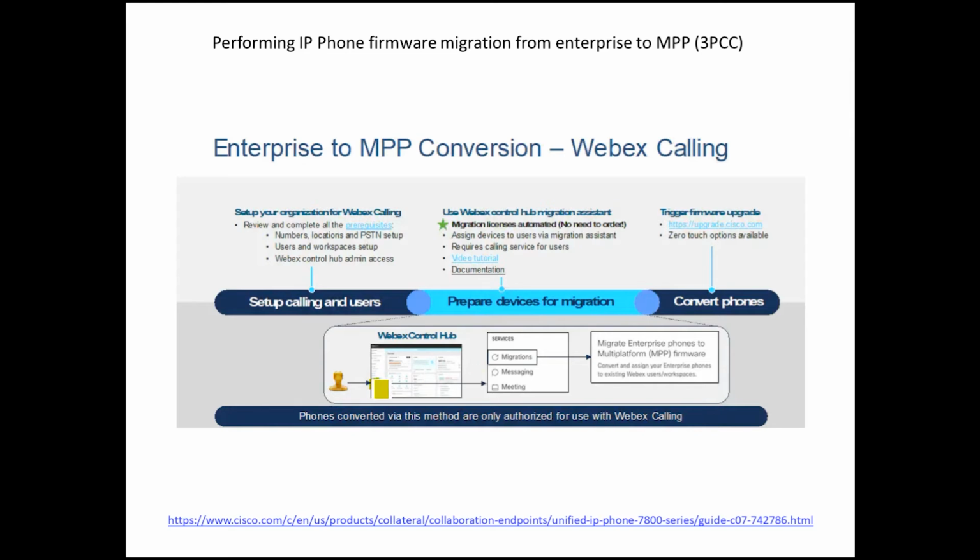On the left bottom side here, there's going to be an option where you can actually do migrations. So it's under Services, and then there's an option for migrations. And then when you get under migrations, there'll be a card or a function, if you will, for migrating Enterprise phones to MPP firmware. So be aware that is an option. However, it is specific if the phones are only going to be used with WebEx Calling, i.e. the phones will not be used with a third-party call controller, etc.